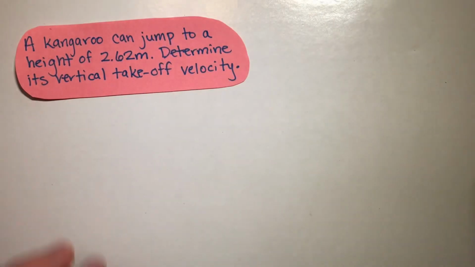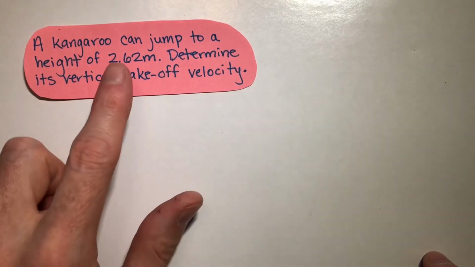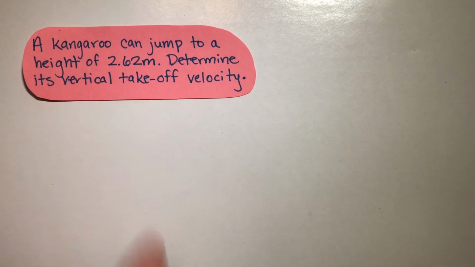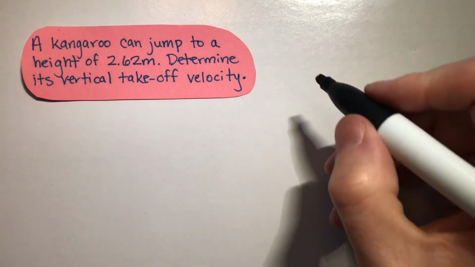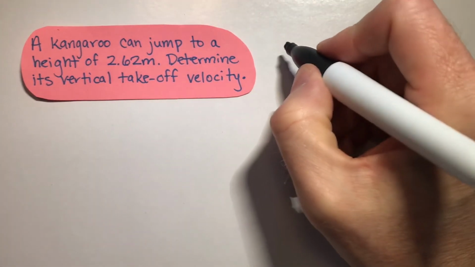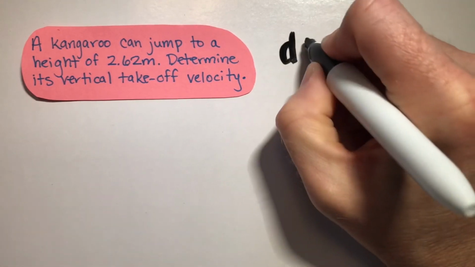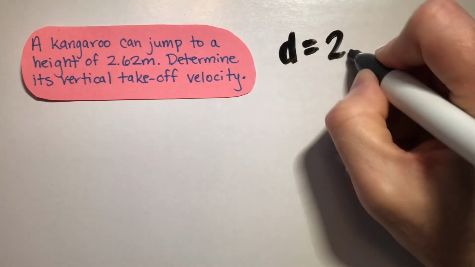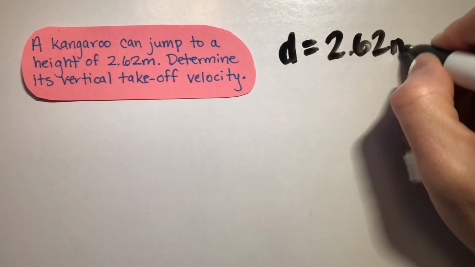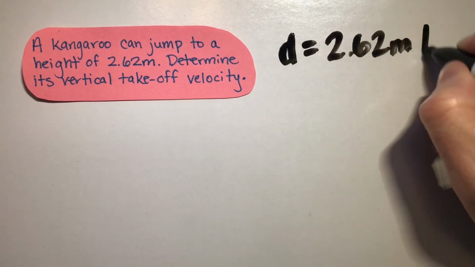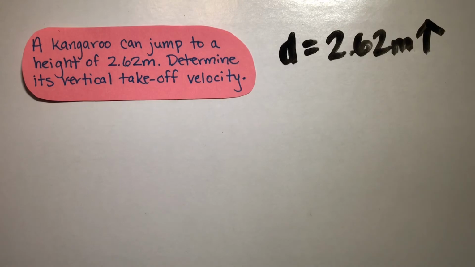So here's our next question. A kangaroo can jump to a height of 2.62 meters. Determine its vertical takeoff velocity. We can see why this is going to be a harder problem, because if we look at the question, there's only one variable, and that's the displacement, right here, of 2.62 meters. And let's also indicate that it's up, because it is a vertical takeoff speed after all.